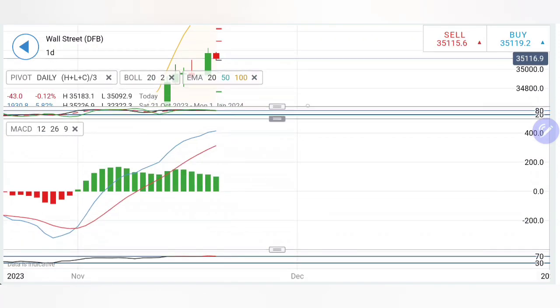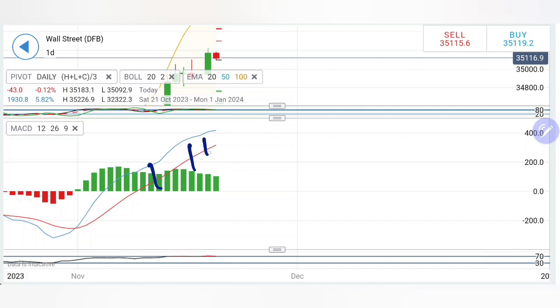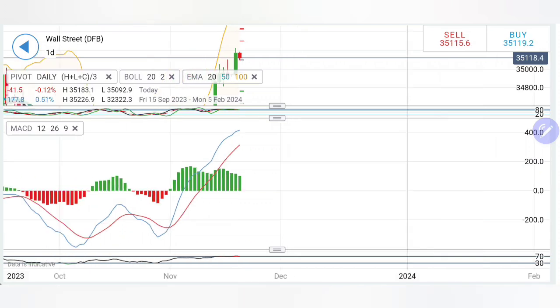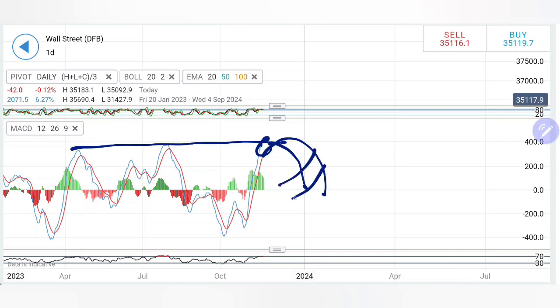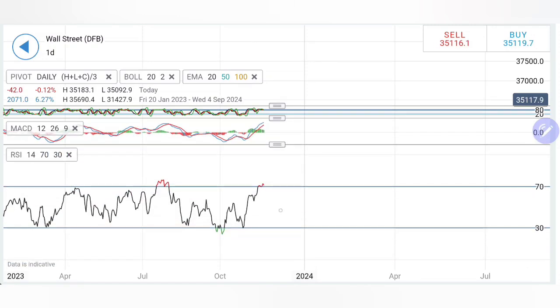The stochastic is overbought. MACD is in green. It can possibly start to reverse, but right now it is not showing any signs of reversal. If you notice, it has come to extremely higher levels. Thus, at some point of time, it should reverse. Probably with the FOMC minutes tomorrow, it can try to do so. If not today, RSI is overbought. Thus, looking at this for the day, I will recommend you to sell at 35,090.